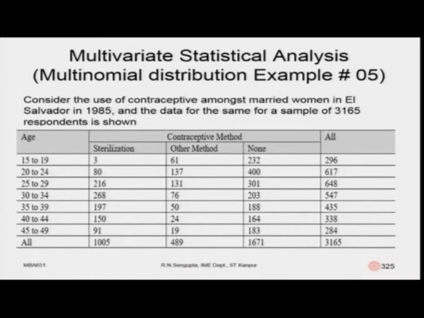Also have a look at the last row, which gives in each category the total number of women irrespective of the age bracket. For sterilization it is 1005, for other methods it is 489, and for none using any contraceptive method it is 1671. So, you will try to use this data for the multinomial model.